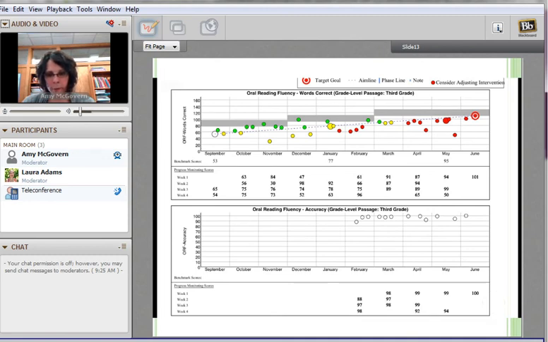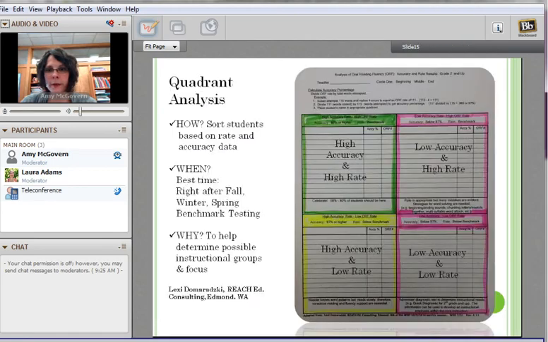This is a third grader from last year. They're now in fourth grade, and I just checked their Ames web data, and this student is reading with 100% accuracy now. And their rate of reading is still in that strategic zone, but it's just under the benchmark. So the work that was done in third grade continues to pay off in fourth.